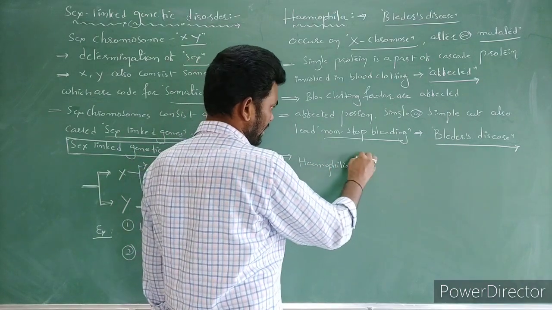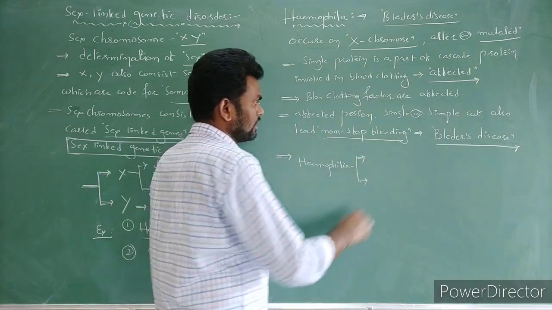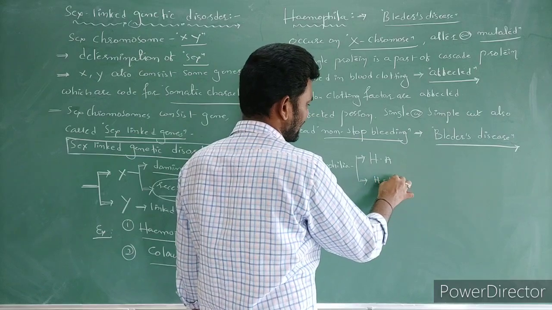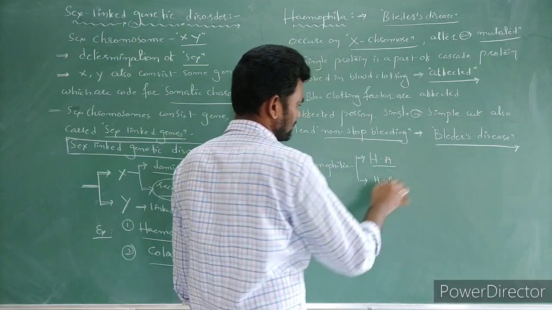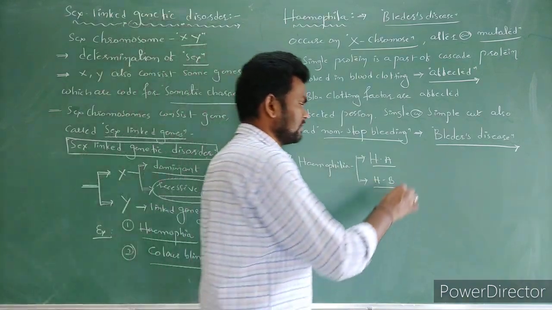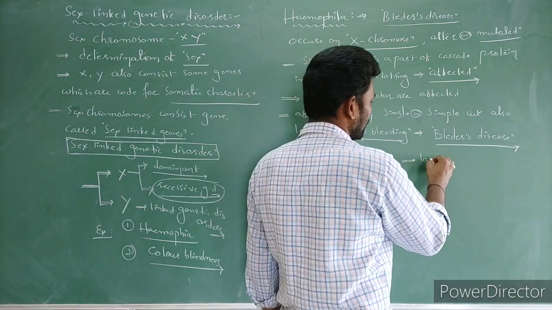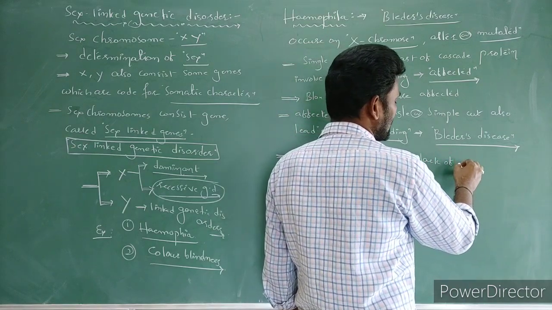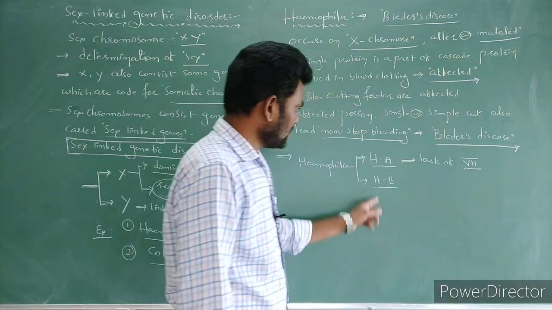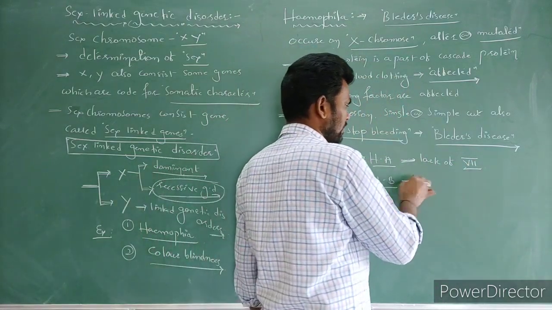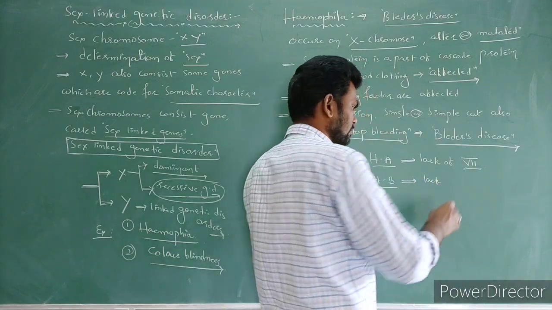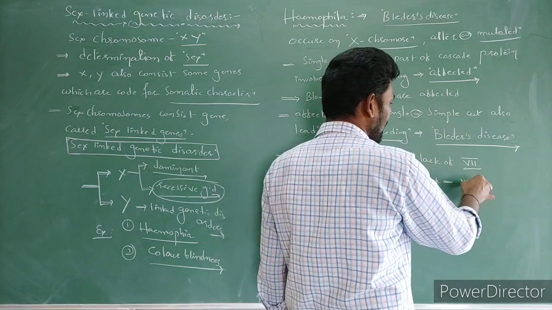Hemophilia, we can divide it into two types: hemophilia type A and hemophilia type B disease. In hemophilia A, persons lack blood clotting factor 7. And in hemophilia B, it is the same, a lack of blood clotting factors, nothing but enzymes, that is factor number 9.